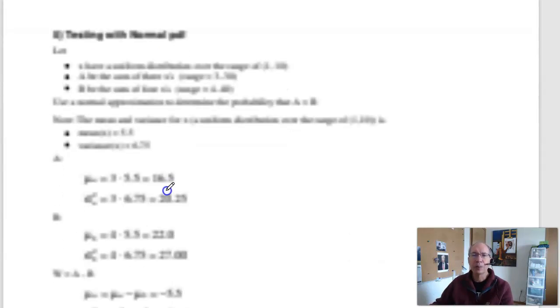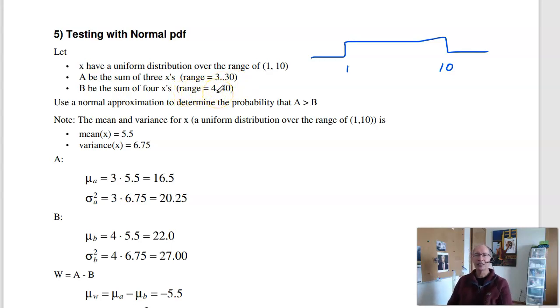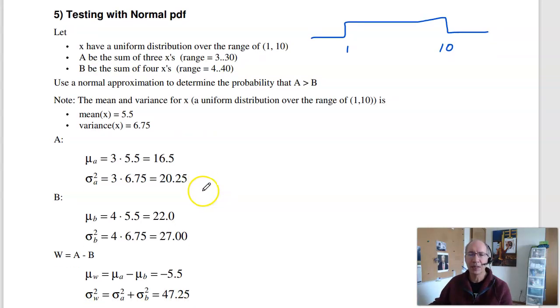Problem number 5. Suppose x is a uniform distribution that's continuous over the range of 1 to 10. In that case, x has a mean, has a variance. Let a be the sum of 3 x's, let b be the sum of 4 x's. What's the chance that a is going to beat b? Well, to do that, I find the mean and standard deviation of a and b, actually mean and variance. Here's the mean and variance of x.